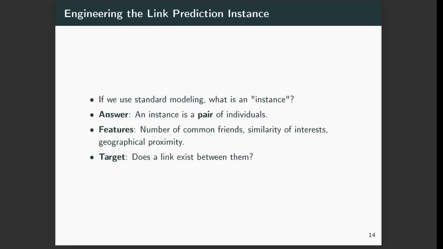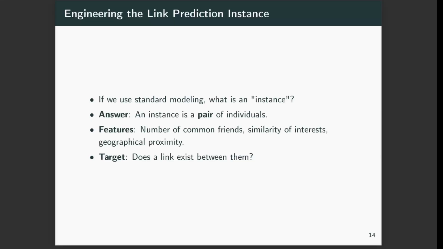The slide gives us several natural candidates. The number of common friends or connections. If A and B already share many mutual connections, a direct connection between them becomes more likely. The similarity of their interests or attributes. If A and B both have a strong interest in machine learning and both live in the same city, they are more likely to connect. Geographical proximity. Physical nearness often predicts social connection.